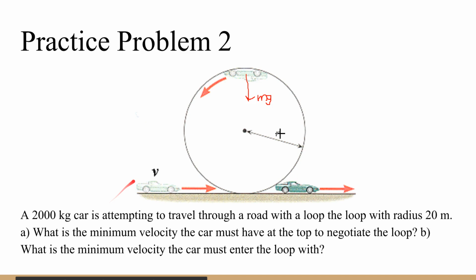So this is the absolute bare minimum velocity you need to go through. Otherwise, gravity will just pull you down and you'll slide back down the loop. So this is the absolute bare minimum velocity the car must have at the top to negotiate the loop. Right? So just to show you that.